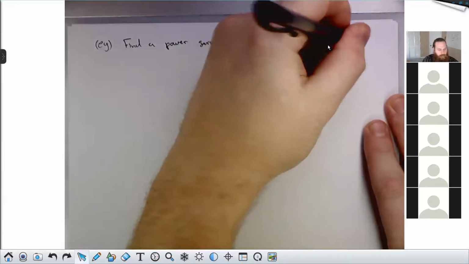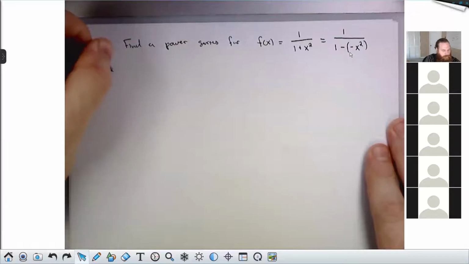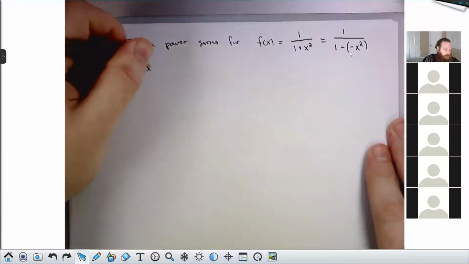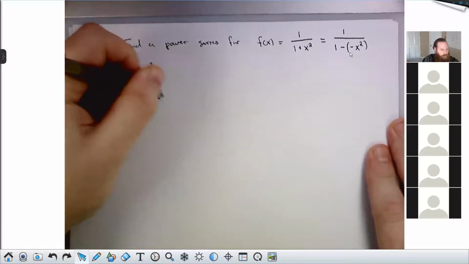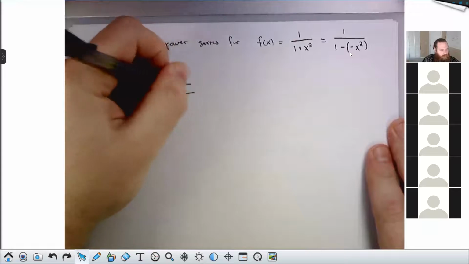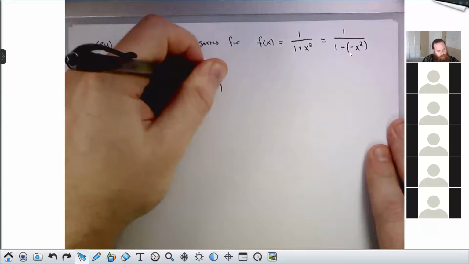What about this? The square is not outside the parentheses, the square is inside, right? So this really is the same as 1 plus x squared. This is 1 minus the negative of x squared. So here I could take r to be negative x squared. And we'll see that 1 over 1 plus x squared is the same as sigma n from 0 to infinity, negative x squared to the n.